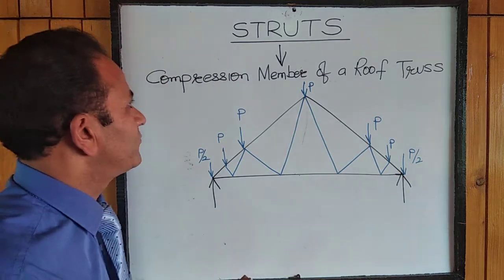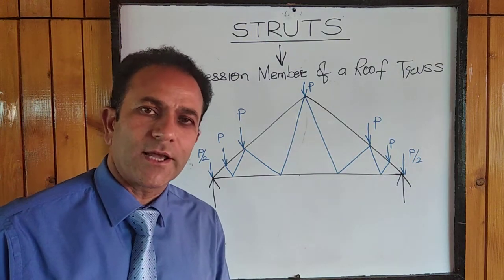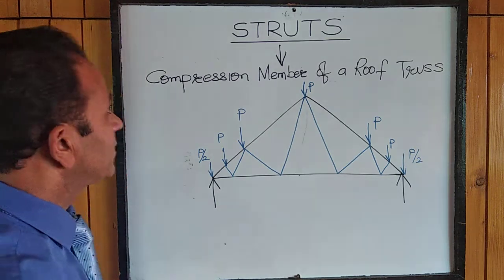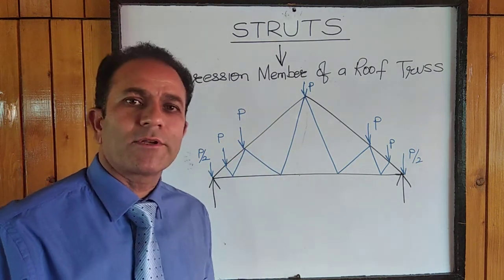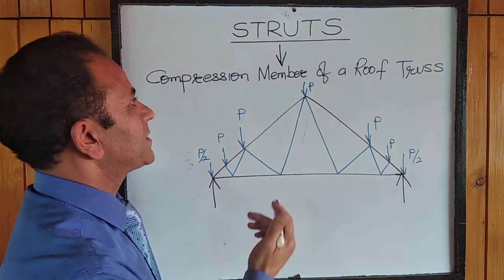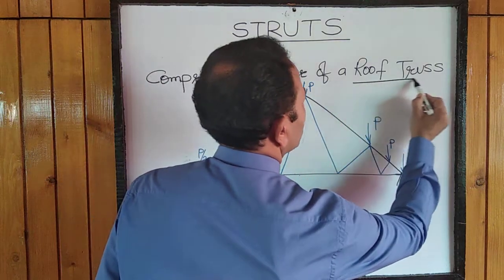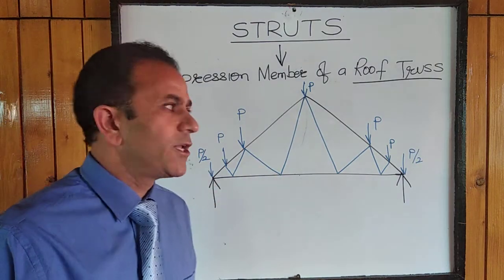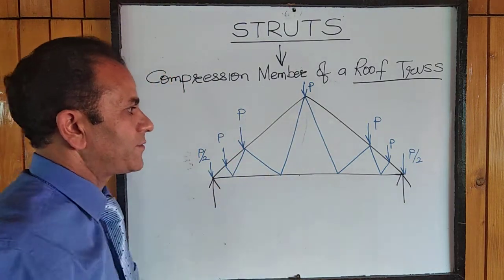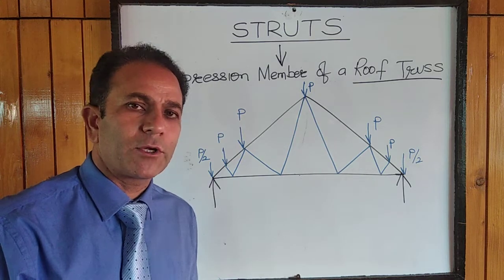In this lecture, we will study the analysis and design of a strut. The strut is a compression member. This is also designed as a compression member, just like a column, but this is the member of a steel roof truss. A steel roof truss, we analyze for various forces acting on it, which is distributed among the nodes of that particular truss.